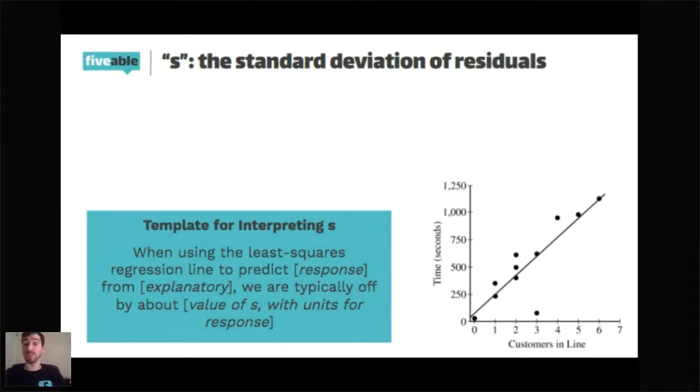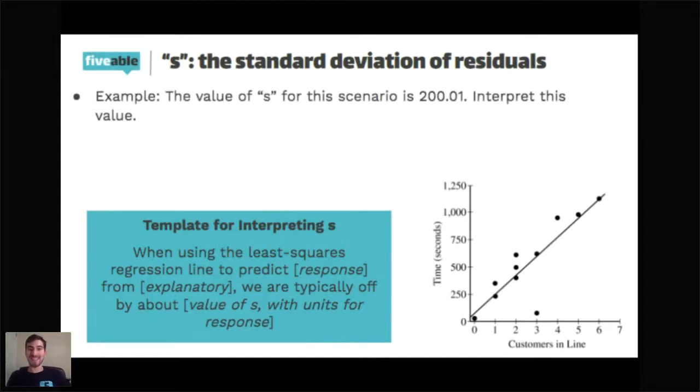So let's look at this specific example. In this case, S is 200.01. I don't know why it's just 200, not 200.01, but 200.01. Let's try to type in what you would say to interpret this value of S in this context, and I'll give you some feedback on it.